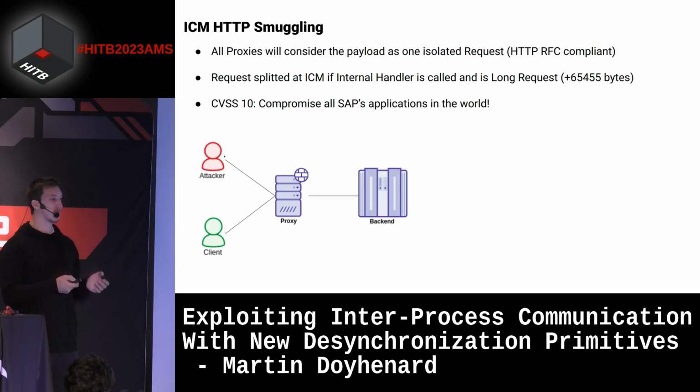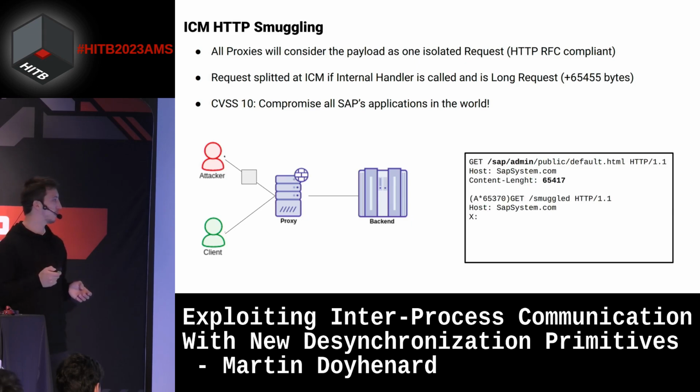However, in this case, we have a vulnerability that allows us to send something to the proxy, which the proxy will think is an isolated message. It will think it's one message. It will send it to the backend, but the backend will split that, and then the rest of the request that is split will affect the client. Okay, so let's see an example.